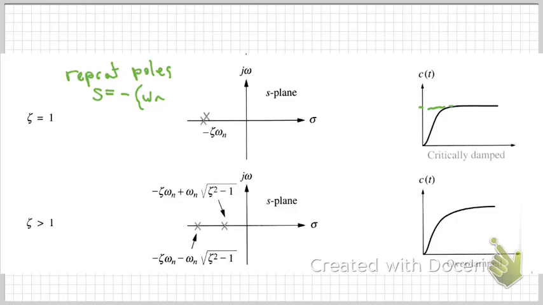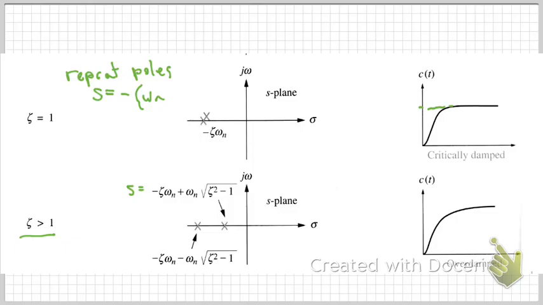So overdamped is when our damping ratio is greater than 1. If it's equal to 1, it's critically damped. If it's less than 1, it's underdamped. If it is 0, it is undamped. But if it's greater than 1, it is an overdamped system. And we have two poles at negative zeta omega n plus or minus omega n times the square root of zeta squared minus 1.